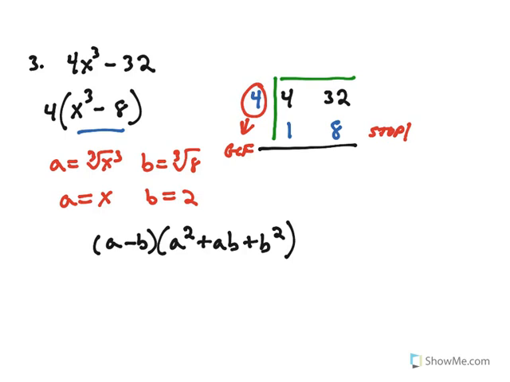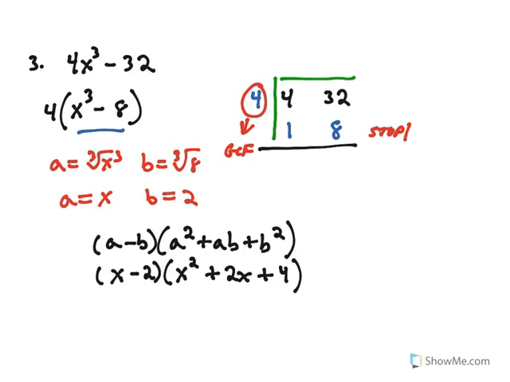Now plug it in. A is going to be x. B is going to be 2. A is going to be x, so it's x squared. A times b, again, if a is x and b is 2, then x times 2 is 2x. B squared, so if b is 2 and you square it, it becomes 4. And that is my solution.